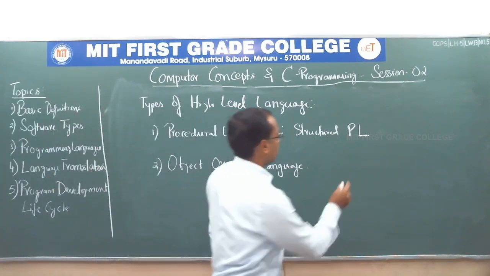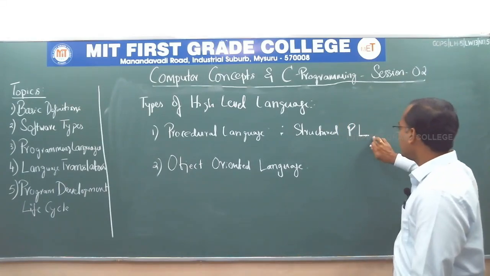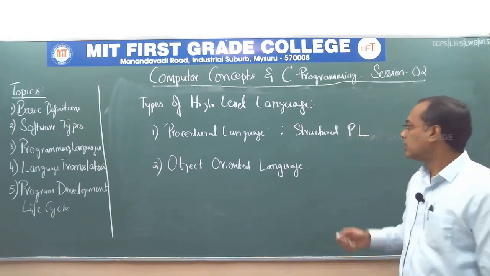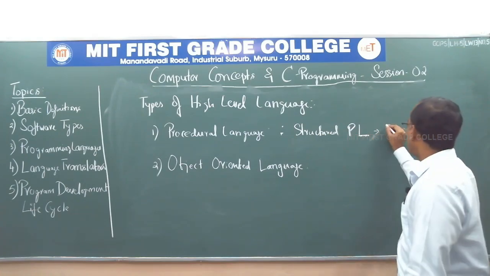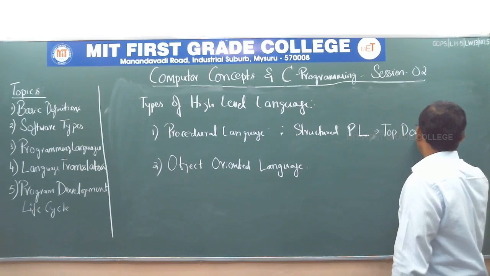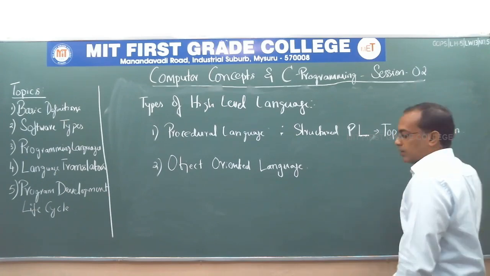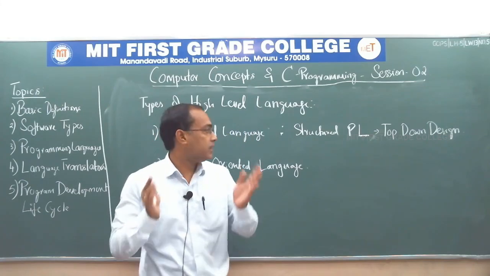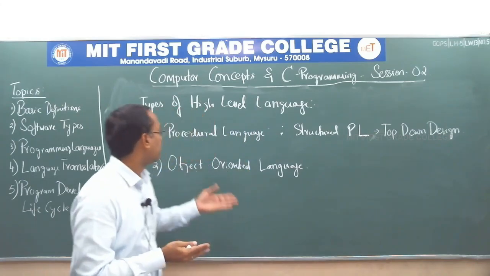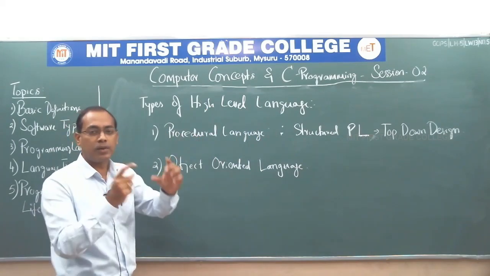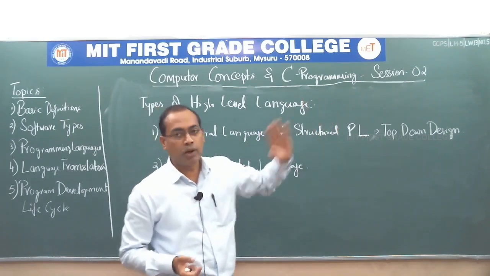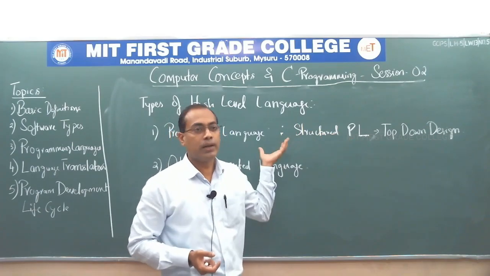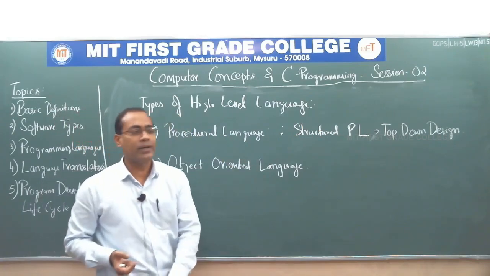Now we'll try to understand what we mean by structured programming language. A structured programming language is a language which follows the approach of top-down design. This means a big problem is broken down into smaller sub-problems. These sub-problems are also called sub-programs. That's the reason for the name procedural. For each sub-problem, we write a procedure. That's what the approach of top-down design is all about. Whichever programming language follows this approach is called procedural language or structured programming language.